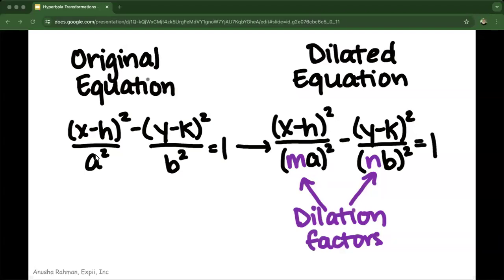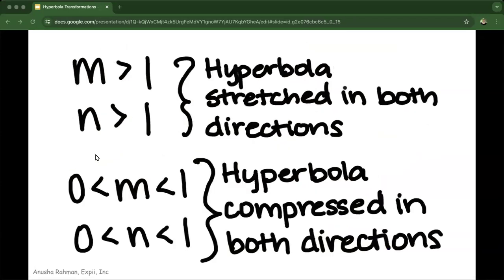But how will we know whether the hyperbola will become stretched or compressed? That is an excellent question. If m is greater than 1 and n is greater than 1, the hyperbola is stretched in both directions, making it wider and taller. If m is a fraction less than 1 and n is a fraction less than 1, the hyperbola is compressed in both directions, making it narrower and shorter. If one dilation factor is greater than 1 and the other dilation factor is less than 1, the hyperbola is stretched in one direction and compressed in the other.